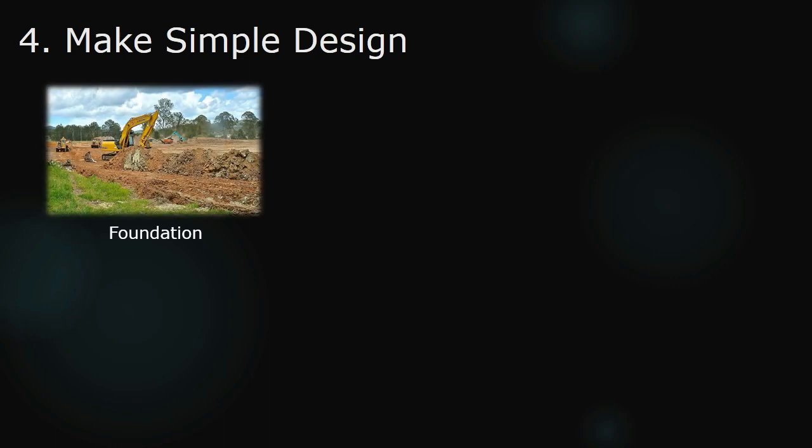Fourth, make a simple design. In that simple design, first, foundation. It is a costly and important part of construction. That varies from 11 to 16% of the total construction cost. A good foundation design can reduce the primary cost of construction.